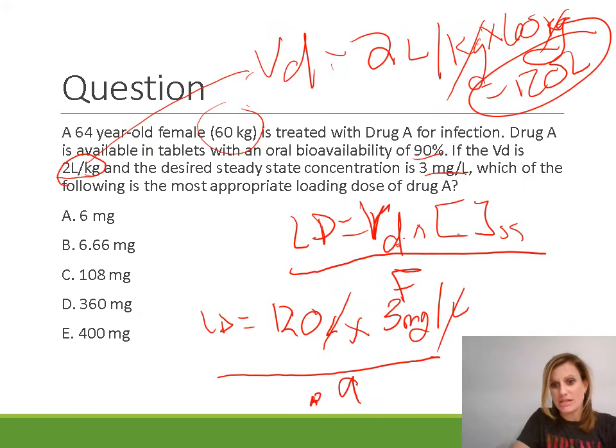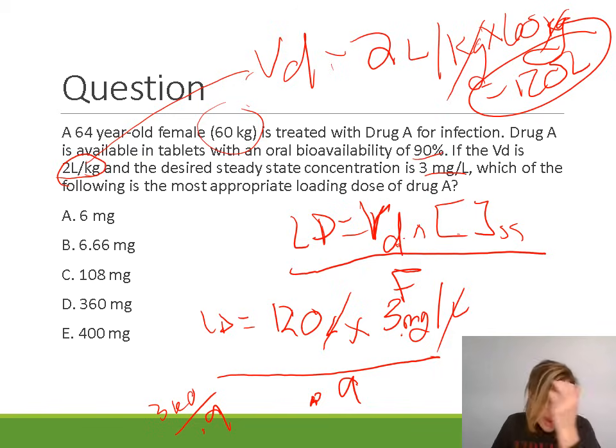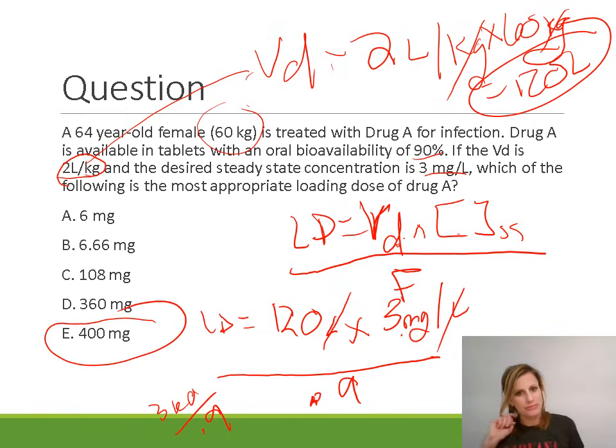So 120 times 3 is 360. 360 divided by 0.9, I don't know off the top of my head, but I can look at these numbers and tell you which. All right, it's got to be higher than 360, right? So 400 milligrams must be right. So the loading dose that we're going to give so this patient can get up to steady state really quickly is going to be 400 milligrams of the drug. Then after that, we're going to give a smaller dose to continue after the fact.